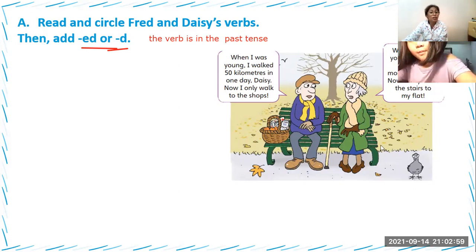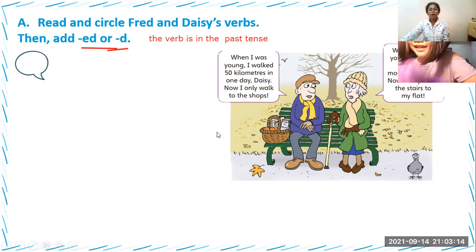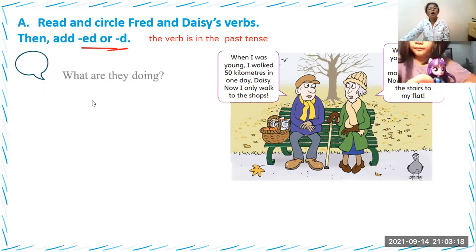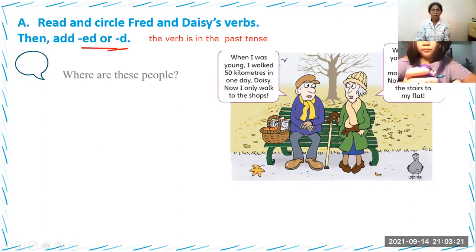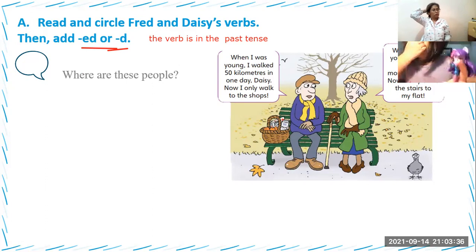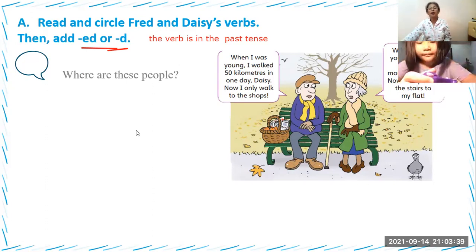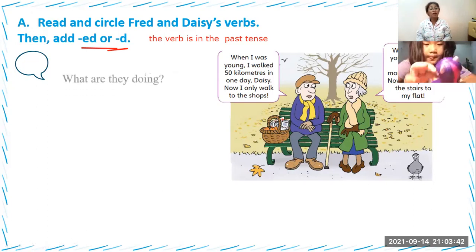This is Fred and this is Daisy. They were talking about their experience when they were still young, because look at them now, they are already old, right? Okay, now let's check this. First, where are these people? Do you know where these old people are? They are in the park. Yes, very good. Exactly. They are in the park.